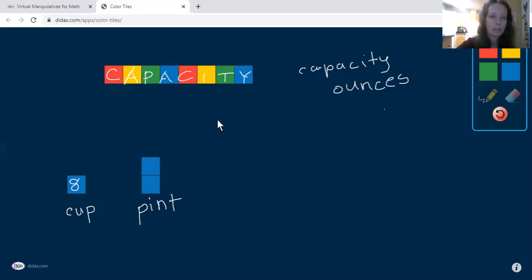A pint is 8 ounces plus 8 ounces. All right. Oz, which is the abbreviation for ounces. So a pint has 8 plus 8, which is 16 ounces. Okay.